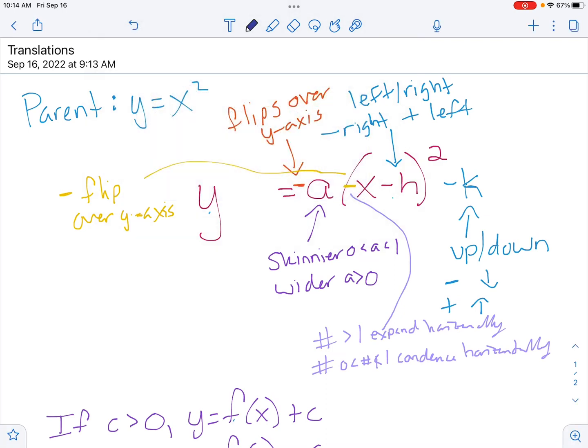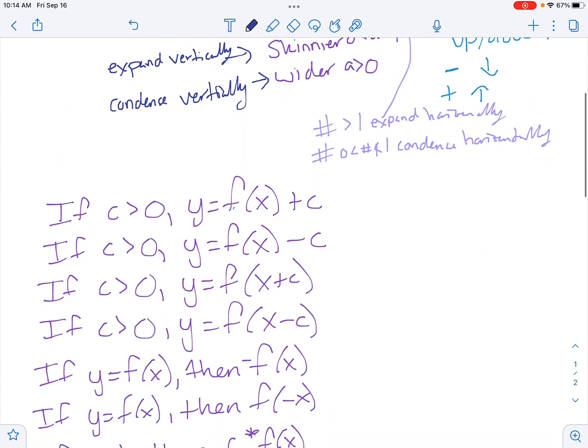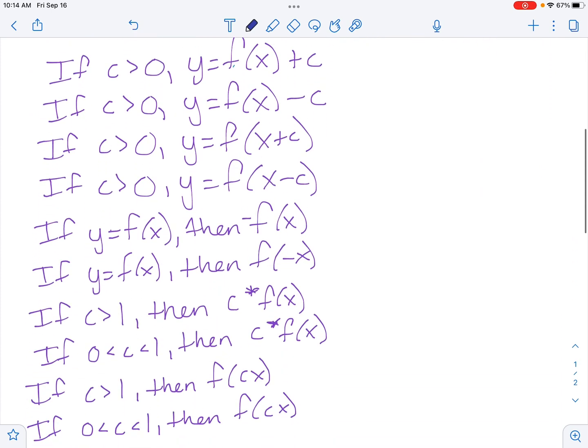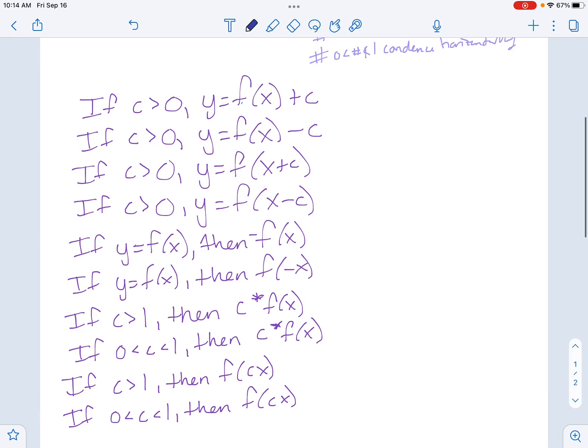Now another term that you're going to see for this guy right here is for skinnier, you're actually expanding vertically. And then for wider, condensing vertically.